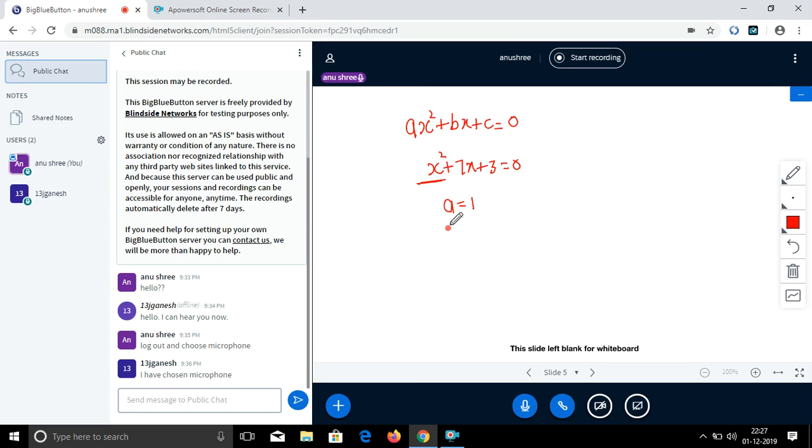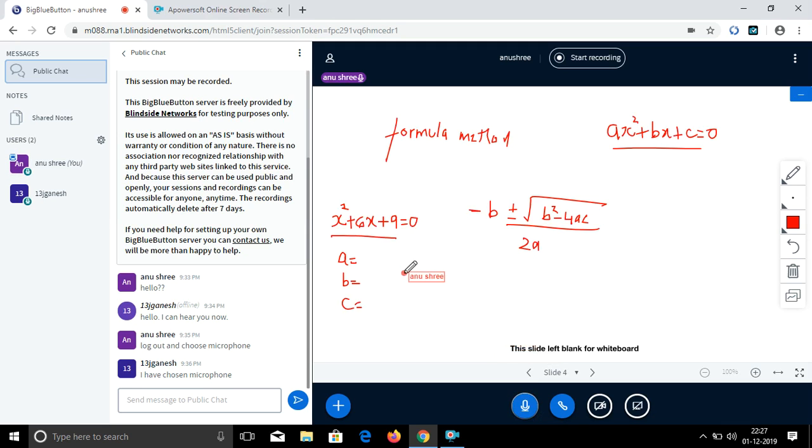Now b is the coefficient of x. So what is b in this equation? 7. Yes. And what is c? A constant that you can see here? 3? Yes. So this is how, if you compare with the standard form, you get a equals 1, b equals 7, and c equals 3.